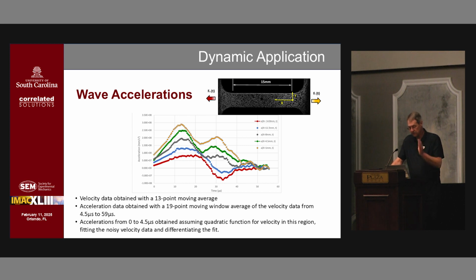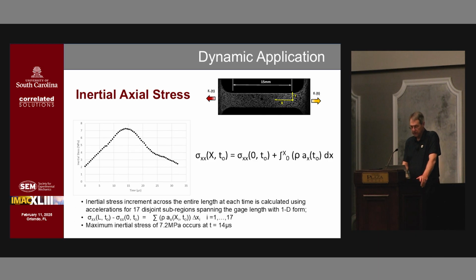I did fit a quadratic function from 0 to 4.5 microseconds because I couldn't get data down there because of the large smoothing window. But it looks good, and we can see the accelerations increasing and then decreasing as the wave propagated through. And most importantly, this is the inertial stress field at the far left end of the bar. The maximum inertial stress was 7 megapascals at that location.